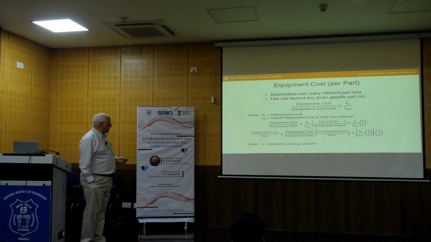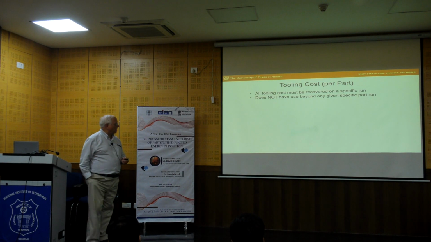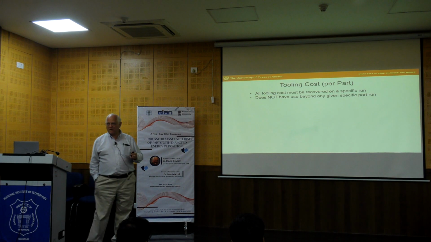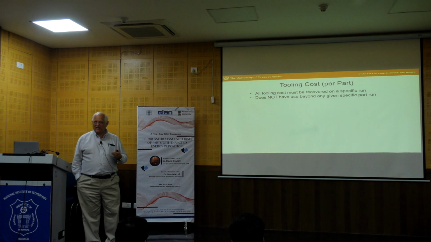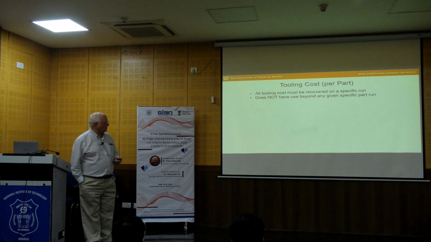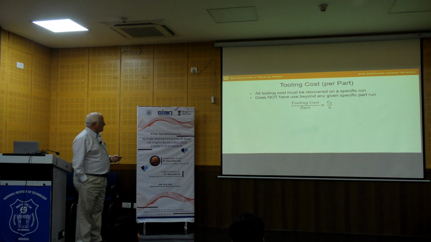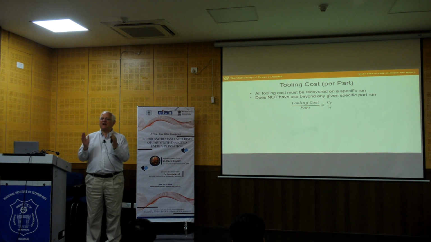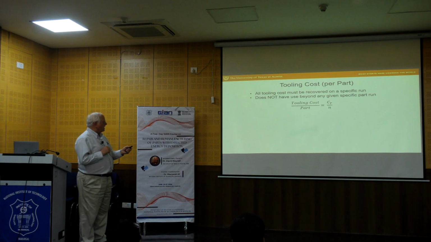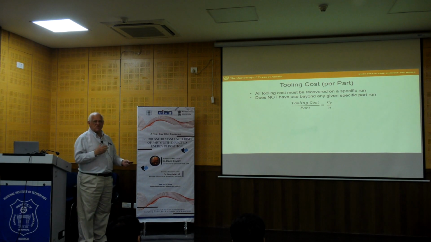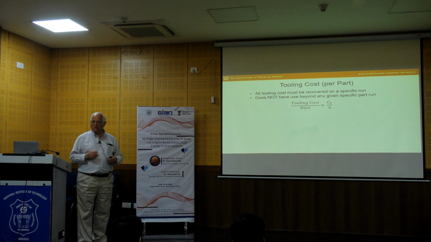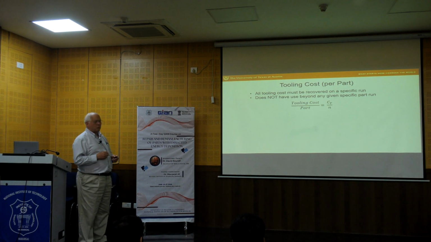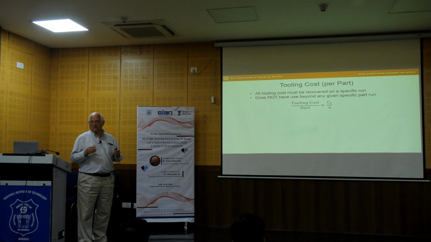That's the second term. The third one is the tooling cost. Again, I'm not going to really belabor this too much because with additive we typically don't have a tooling cost. But just for completeness, again, I have to write the tooling cost entirely off a given production run, right? So in this case, I take the tooling cost, C sub T, and the number of parts that I want to make with that tool, and this will give me the tooling cost per part, right? Very simple.